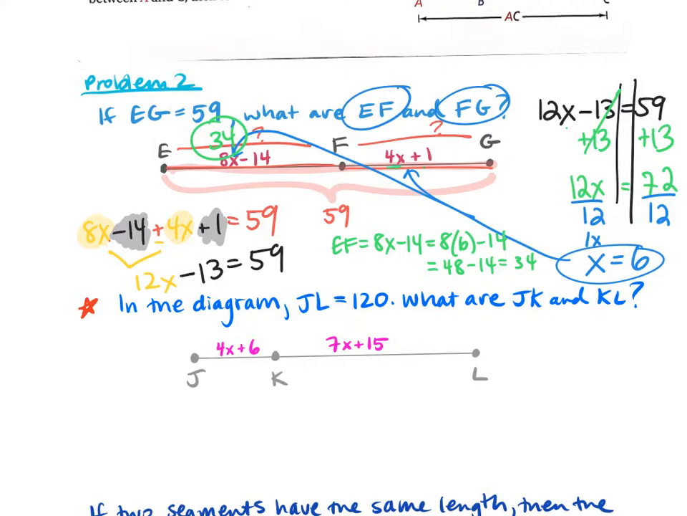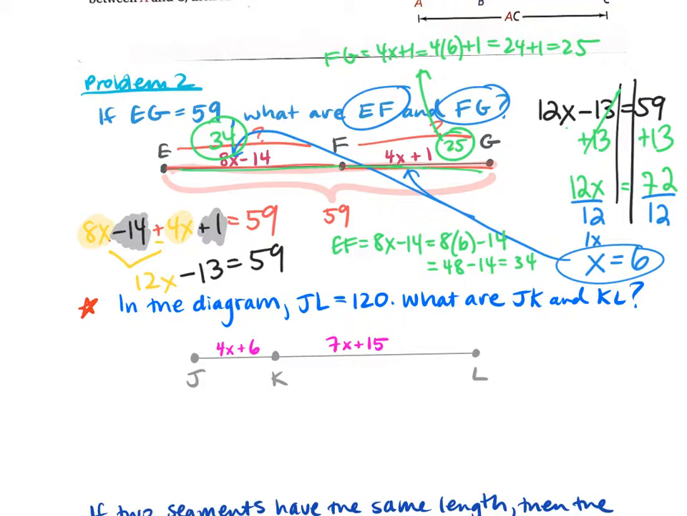6 times 4 is 24 plus 1. This is going to be 25. Or we could take 59 and subtract 34. What I did here to get the 25 is I took 4 times 6 plus 1, because FG equals 4x plus 1. 4 times 6 is 24 plus 1 is 25. Okay, so EF is 34 and FG is 25.